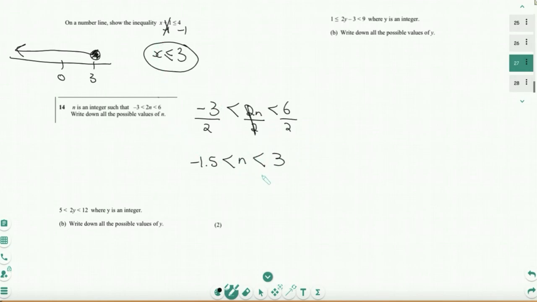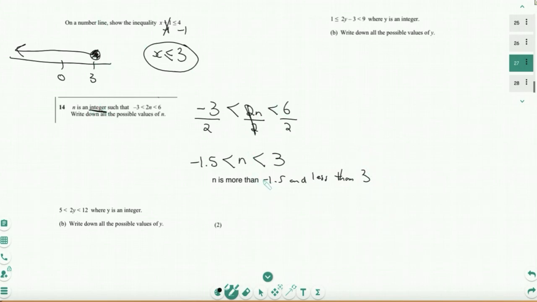So now, let's write this in a sentence. So what are we going to say? n is more than -1.5. And n is less than 3. So, and we have to find out what n can be. So n is a number which is more than -1.5, but less than 3. And we know n is an integer. It has to be a whole number.